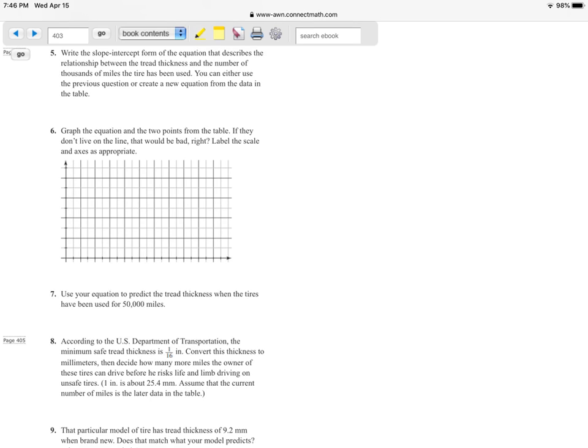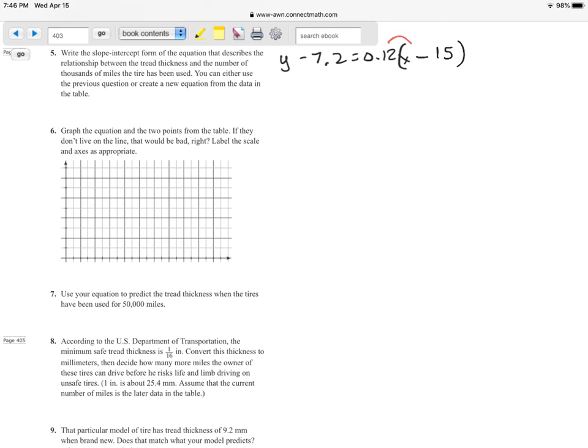Okay, so on number 5, they want us to write the equation or transform the equation that we have from number 4. I'm going to go ahead and use the first one. Oops, parentheses went right there, didn't it? There we go. All right, and they want us to put it in slope-intercept form.